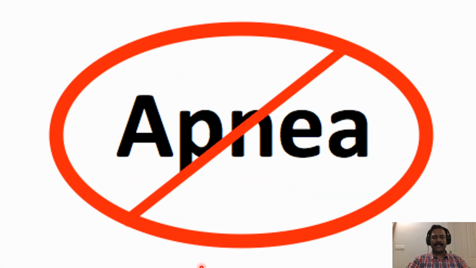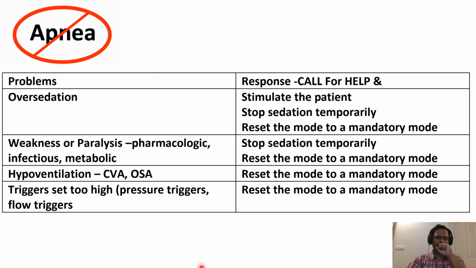Next alarm is the apnea alarm. Usually it doesn't appear very commonly in volume control ventilation unless you come down on the respiratory rate. It's mainly seen in weaning modes like pressure support. So if you're having apnea, the problem can be oversedation. Try to stimulate your patient or decrease the sedation. Or the patient is having weakness or paralysis, so you stop the sedation and reset to volume control. Other problems like hypoventilation can also affect the patient. So whenever you're seeing an apnea alarm in the weaning mode, take care of the sedation, paralysis, or other causes.